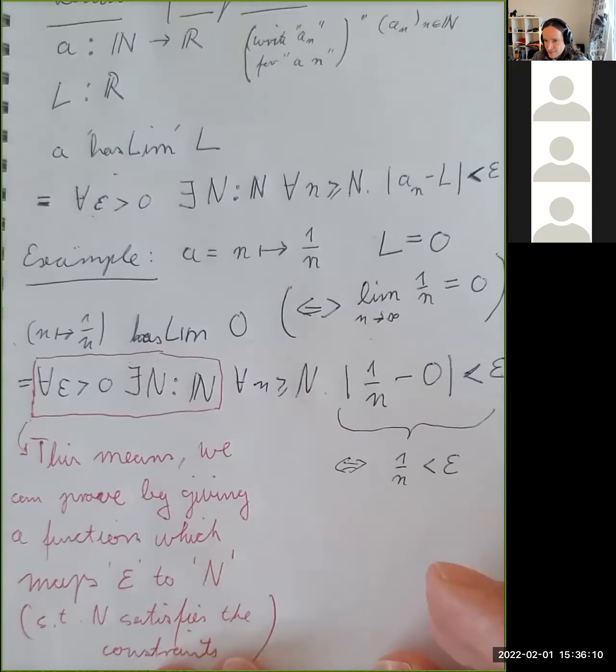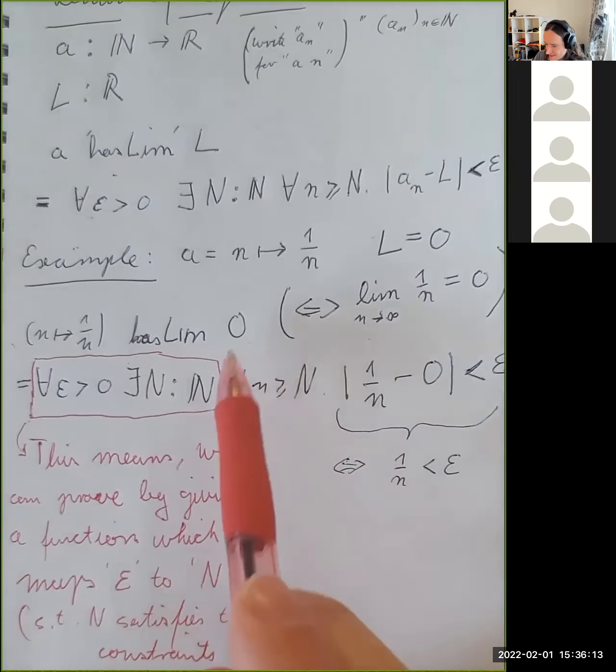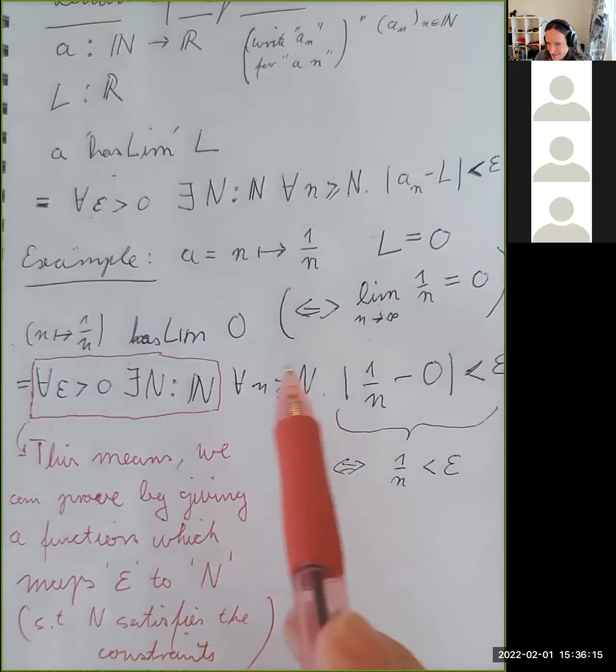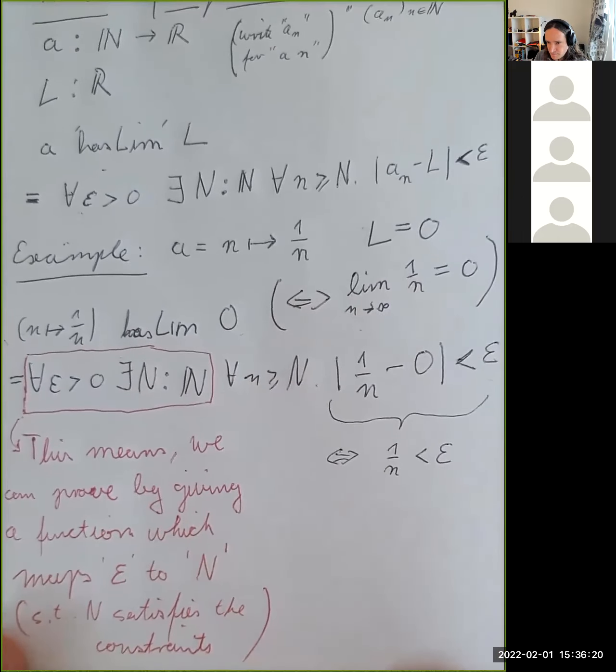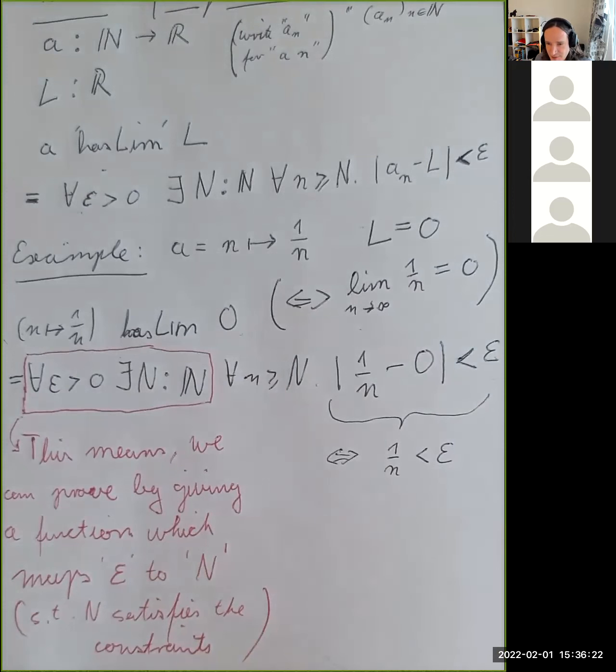Okay, what do we mean by constraints? Everything that's coming next, so after the existence statement. Okay, so we have to come up with a function, and capital N, which depends on epsilon. I'll give you a moment to digest what happens.